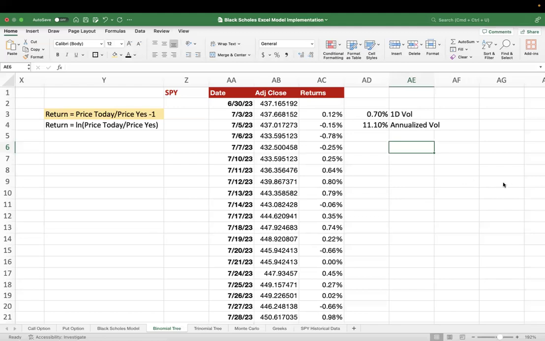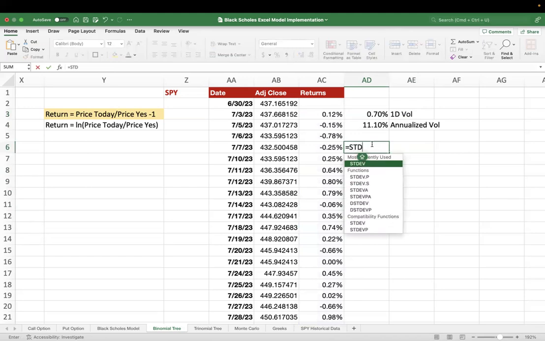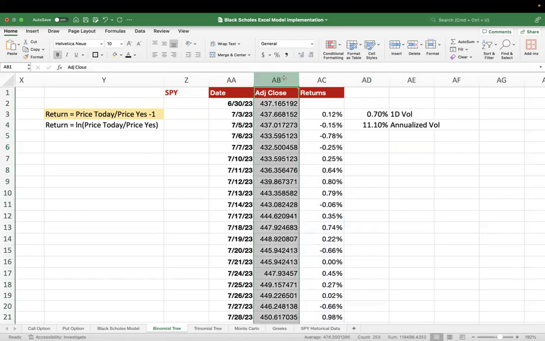A quick question by Venkata is, why did we use square root? Always remember that. We have our adjusted close values, and we calculated our returns. Now, to calculate the standard deviation, there are two things: standard deviation dot p and standard deviation dot s. Always remember that. Tell me one thing: is this a sample of data, or is it the complete population? This is just a sample of data.